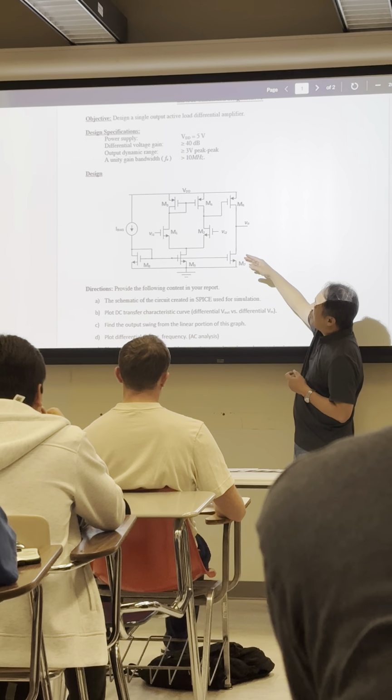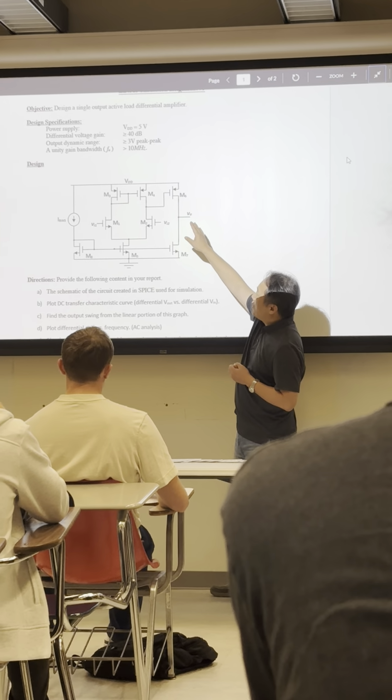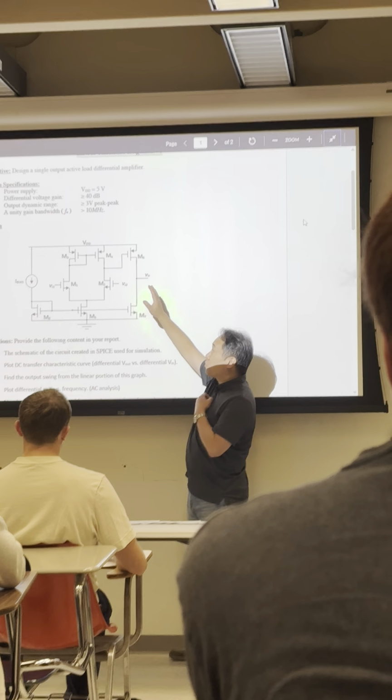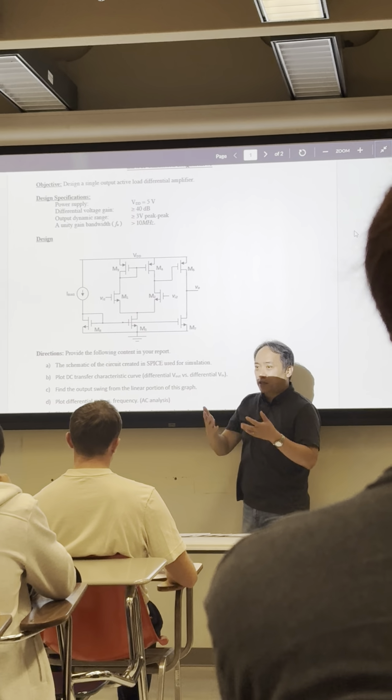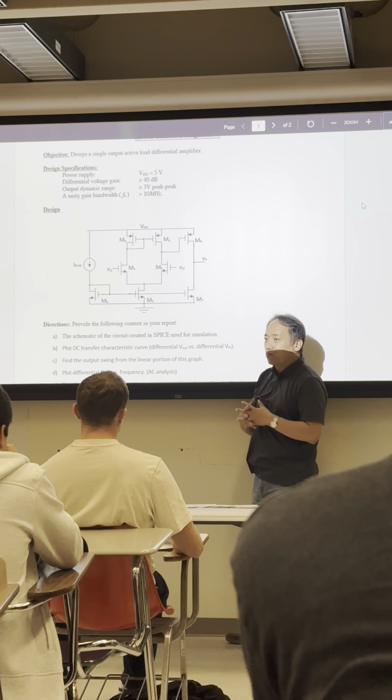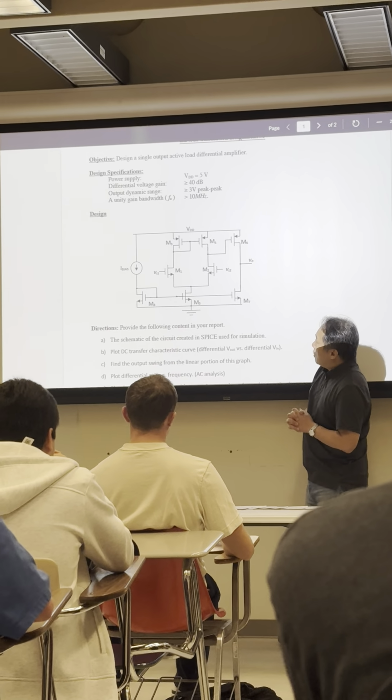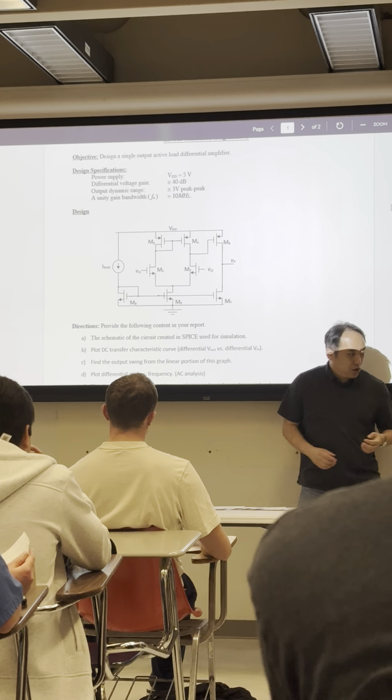The third one is the unity gain bandwidth, greater than 10 megahertz. That is also pretty easy. I'm asking this one because I just want you to practice how to do this AC simulation. Alright, then what is the problem? What do you need to do?